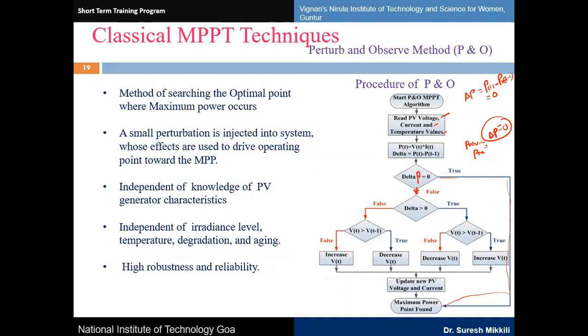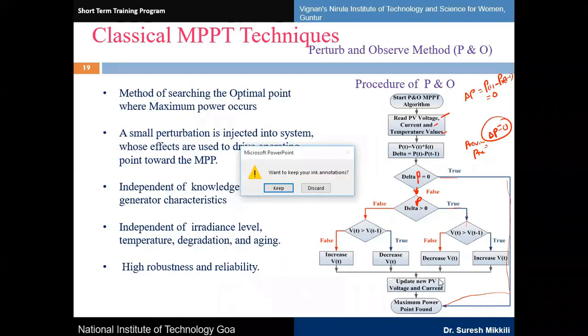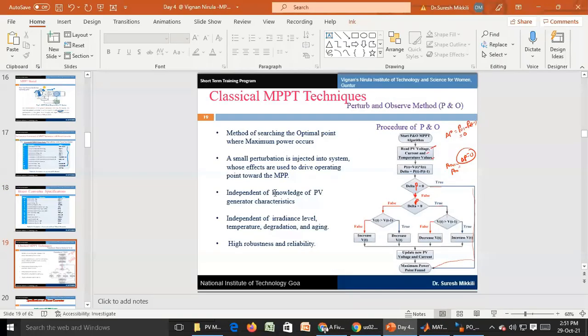If it is false, then we will see whether delta P is greater than 0 or less than 0. If delta P is not equal to 0 and it is greater than 0, then we will see whether the voltage V is greater than the previous value or not. Accordingly, either a one step increase or a one step reduction will be made. In the same way, we will go back. Let me show you this.